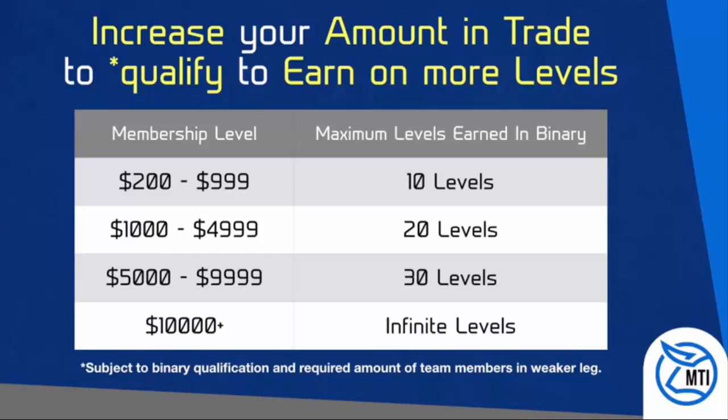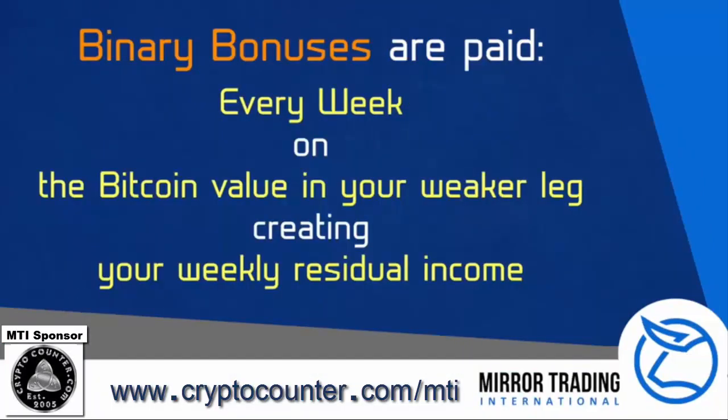Accounts with $5,000 to $9,999 will receive bonuses up to 30 levels deep. And with $10,000 and above, you'll receive bonuses on infinite levels of the binary structure in your weakest leg. Binary bonuses are paid every week on the Bitcoin value in your weaker leg, creating your weekly residual income.